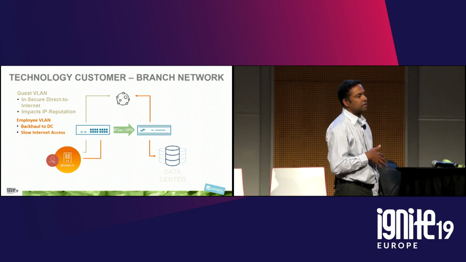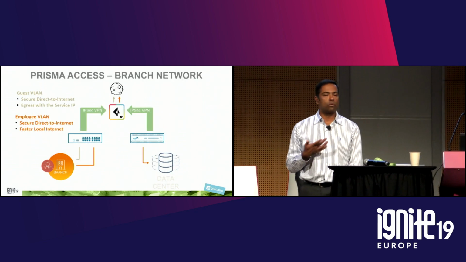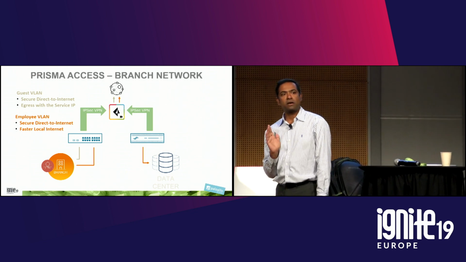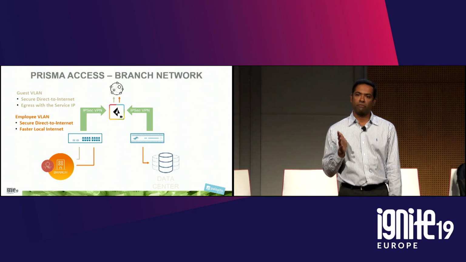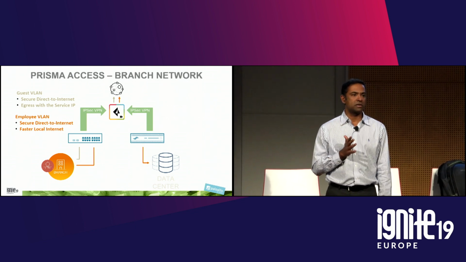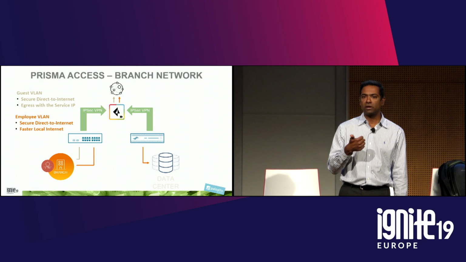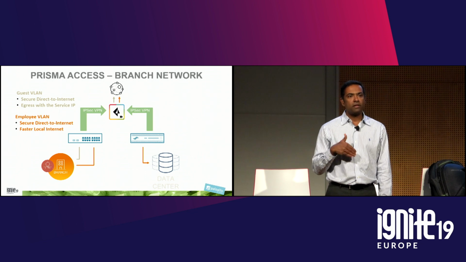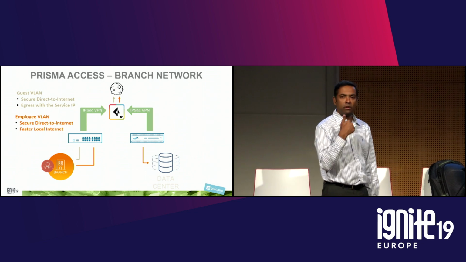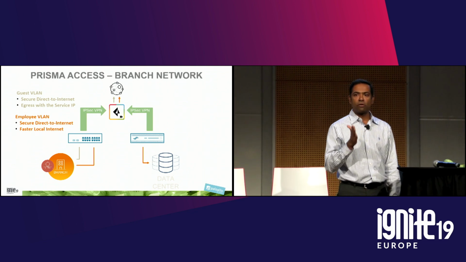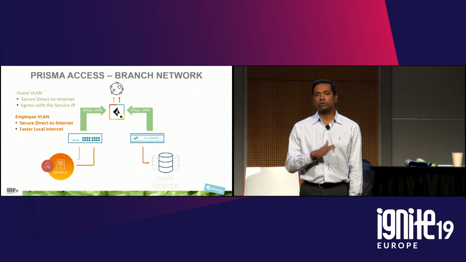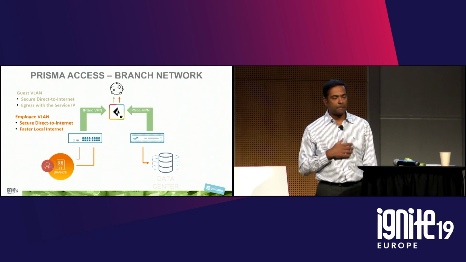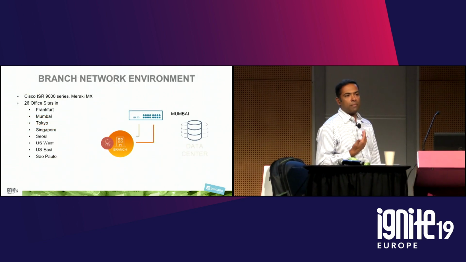So when they looked at this, they asked how they could solve this problem. This is what they did: they bought Prisma Access, and they started tunneling both the guest VLAN and the employee VLAN through Prisma Access and out to the internet. It solved their IP reputation problem because now the traffic is getting inspected and all the malicious activity was getting blocked. Their employees were also getting faster access to the internet because it was going directly out from the branch without having to hairpin. It also provides them access to their data center applications, which were connected in their data center.